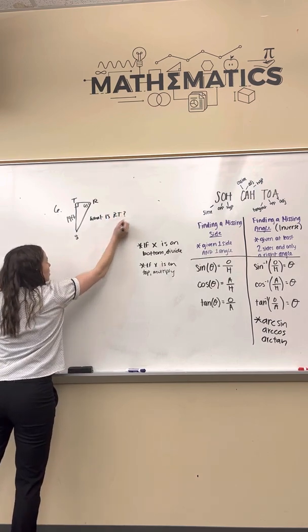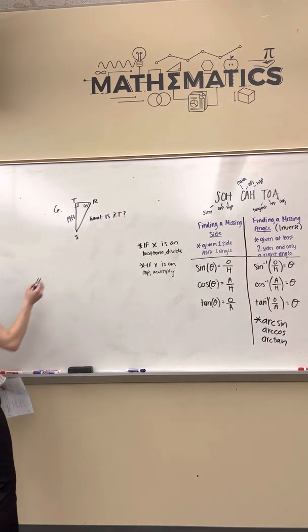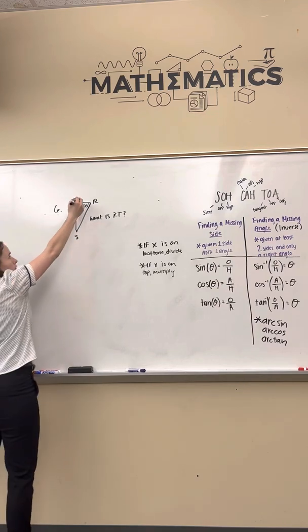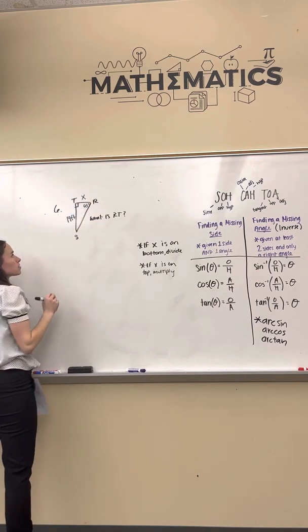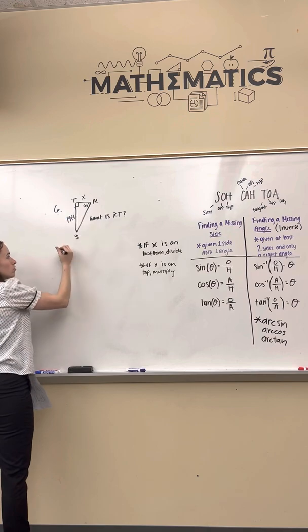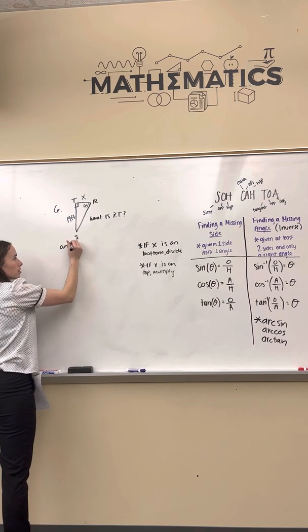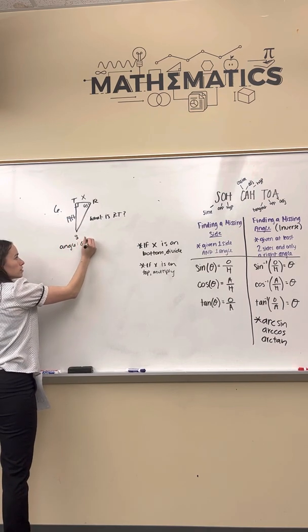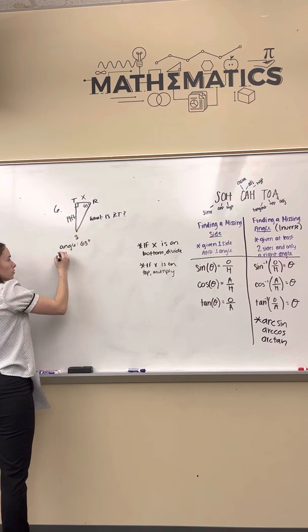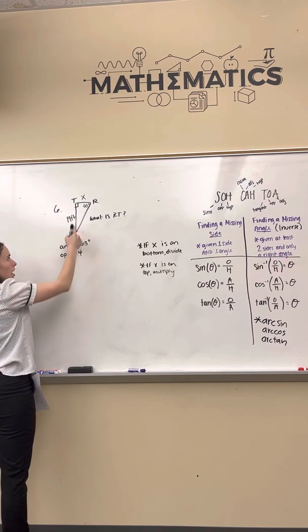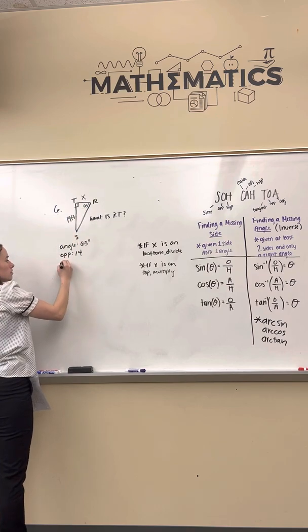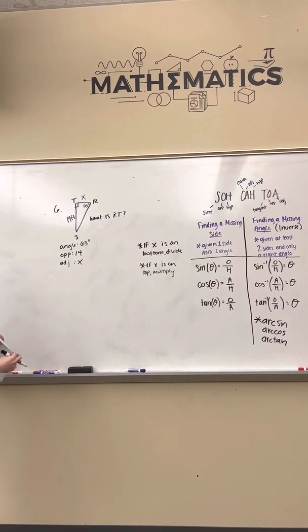Here's our next triangle. It asks us what RT is. Well, RT is right here, so we're going to call that X. We're given our angle, so I'm just going to write down everything I have. Angle is 63 degrees. Across from that is 14, so we have our opposite of 14. And then next to it is our adjacent, which is X. And there is nothing on the hypotenuse, so we don't deal with it.